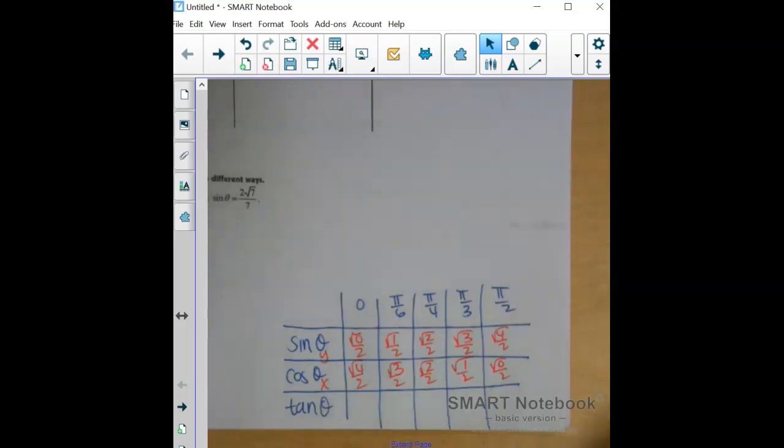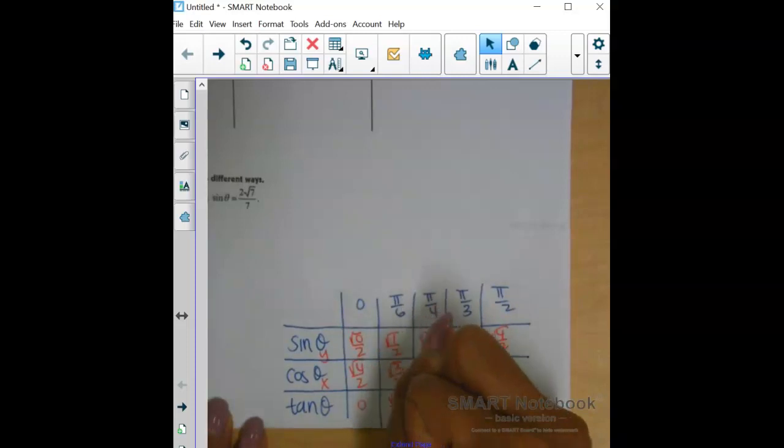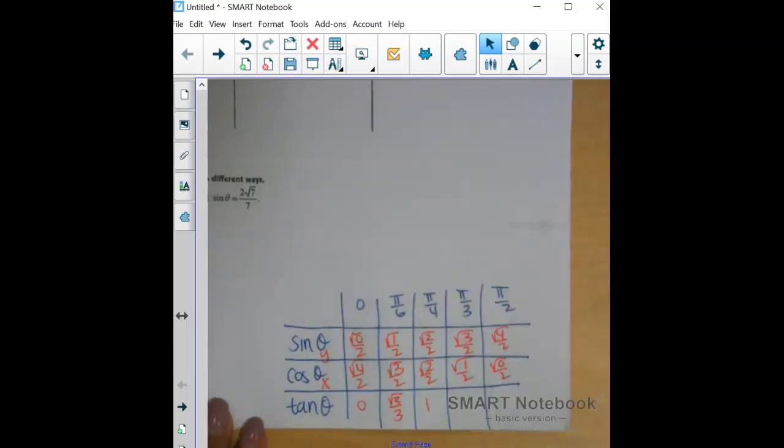And then for tangent, what are the tangents for the bottom? If you need to look back at the other page, you can. What are the tangents? Okay, 0 for the first one. What's the next one? Okay, next. Next. And last.